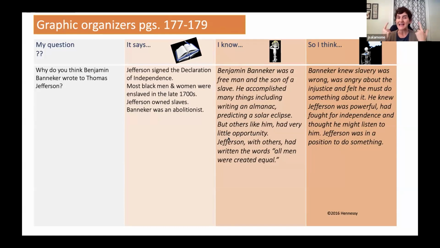So I know he was a freeman. He was the son of a slave. He had accomplished so many things. He wrote an almanac. He predicted the solar eclipse. He was an amazing scientist.